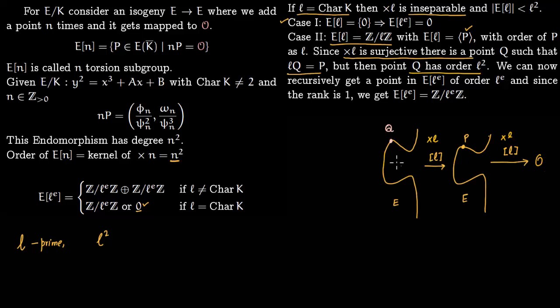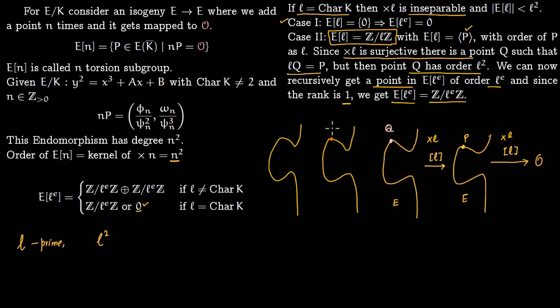So we can iterate this procedure to get a point in E[L^e] of order L^e. And since the rank of E[L] is 1, this rank will be carried to L to the e. So we get E[L^e] as Z over L^eZ. Let us now construct these points recursively to see them.